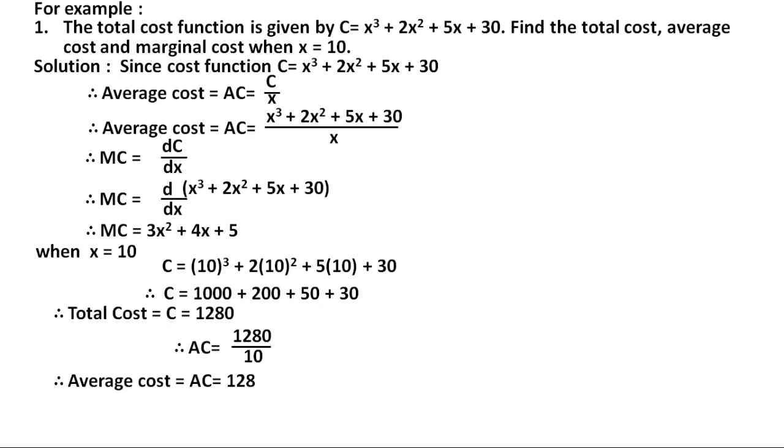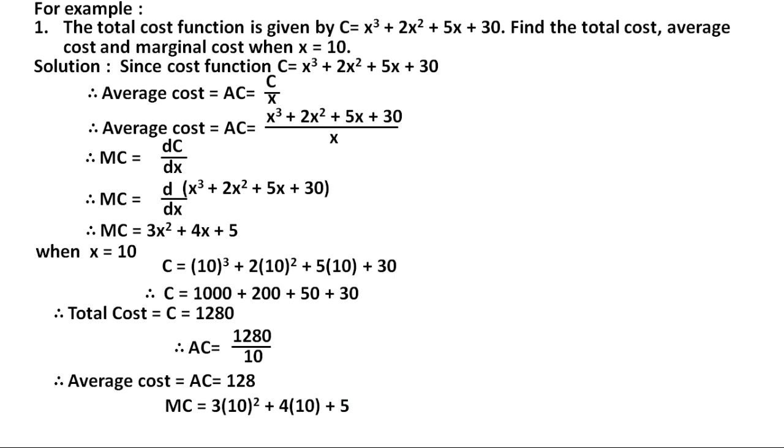Okay. Now we calculate marginal cost. The marginal cost function is 3x square plus 4x plus 5. Now put the value x is equal to 10 in the marginal cost function. Therefore, marginal cost MC is equal to 3 into 10 raised to 2 plus 4 into 10 plus 5.